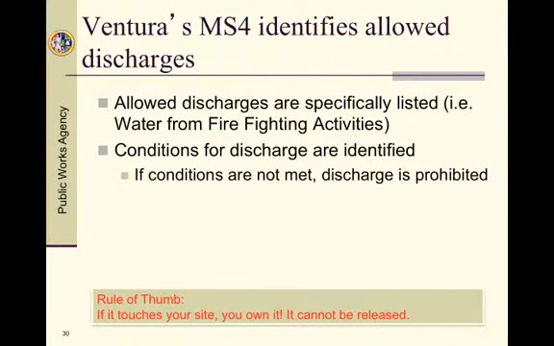The Ventura MS4 permit identifies allowed discharges, so things like air conditioning condensate, excess irrigation water, things like that can be discharged if it doesn't come into contact with other pollutants. But essentially a pollutant is sediment, so if it touches the ground, you really have to make sure that it doesn't leave the site. That's basically a rule of thumb: if it touches your site, you own it and it cannot be released.